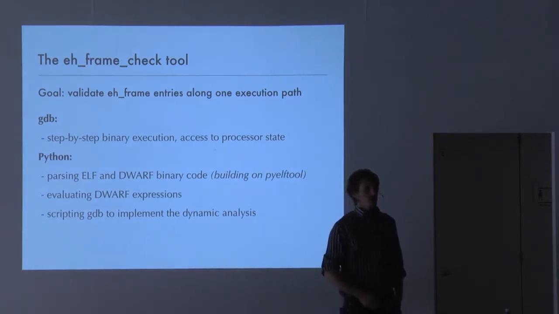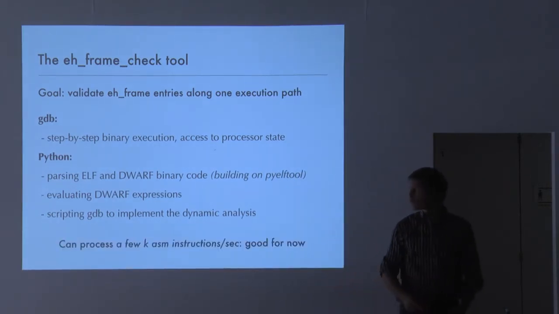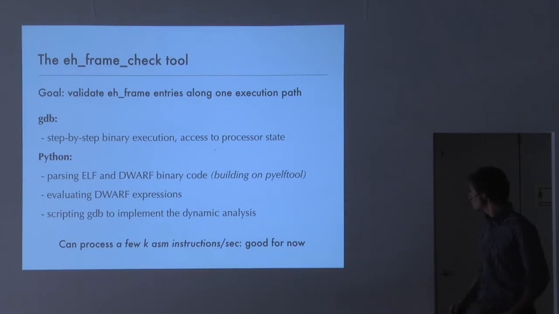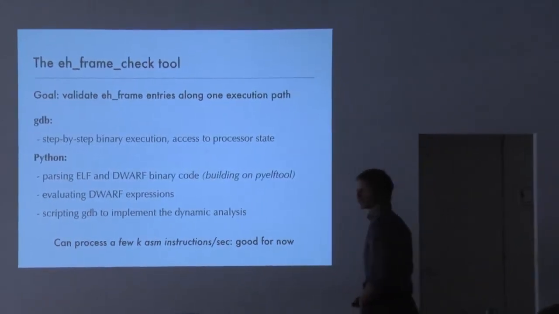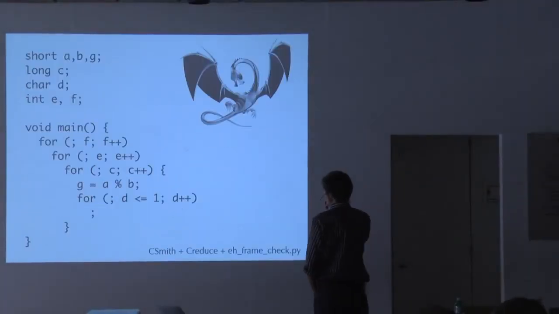Okay? Before you ask how slow this is going to be, GDB plus Python, well, we can process a few thousand assembly instructions per second, which is not ideal, but good enough to do some real experiments.